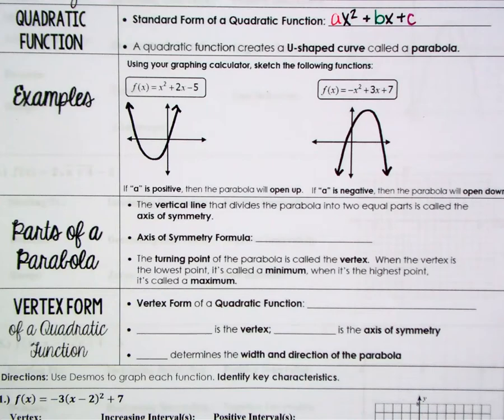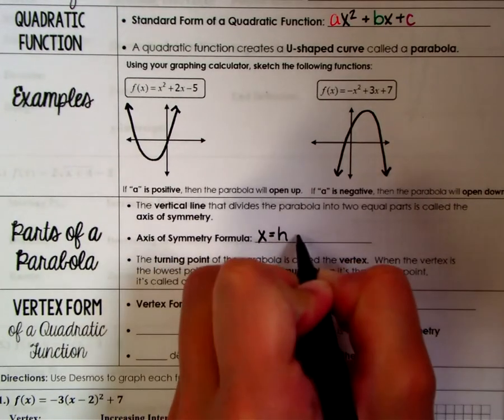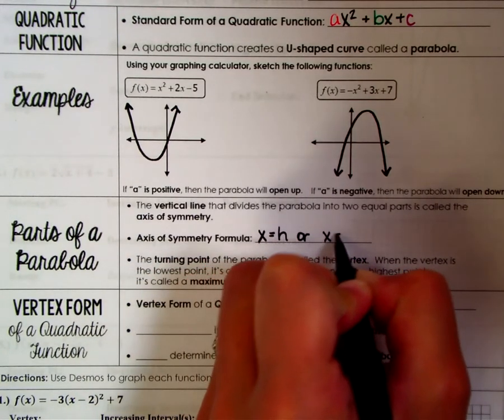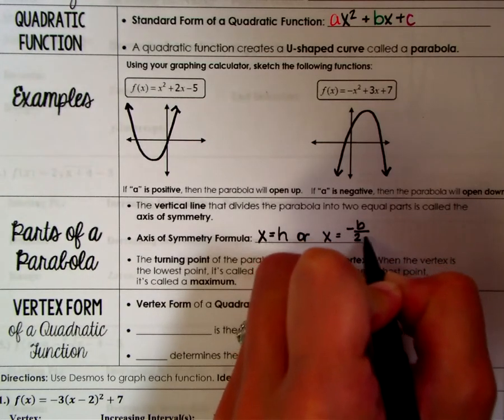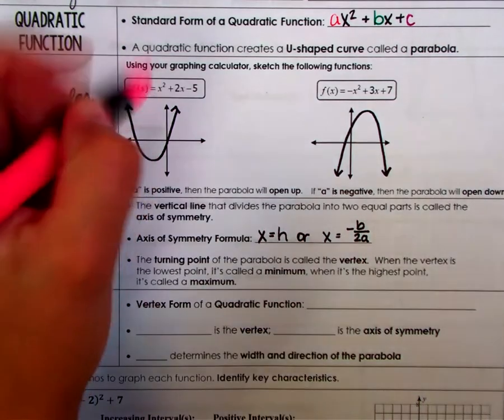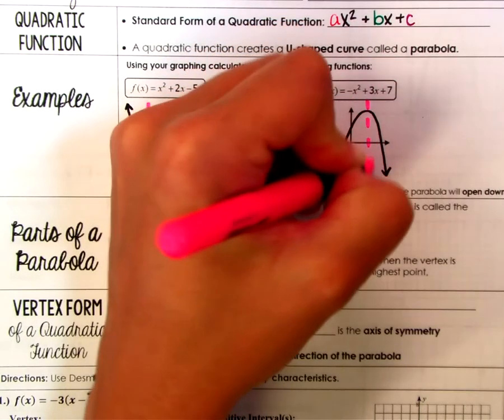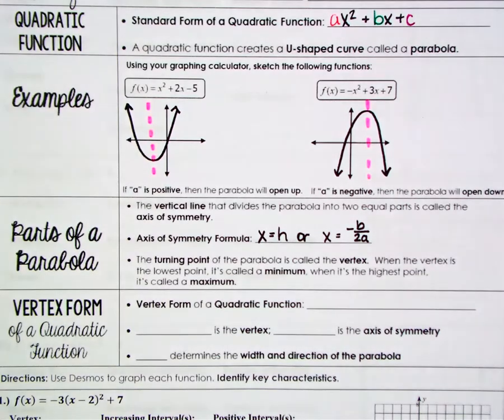The axis of symmetry formula we're going to use is x equals h if it's in vertex form, or x equals negative b over 2a. The turning point of the parabola is called the vertex. So when the vertex is the lowest point, it's called the minimum. When it's the highest point, it's called the maximum. And so what that axis of symmetry really does, I'm going to go ahead and draw it up here. It's a vertical imaginary line that splits your parabola into two pieces. So one side will be increasing, one side will be decreasing, but it's on opposite sides of that axis of symmetry.